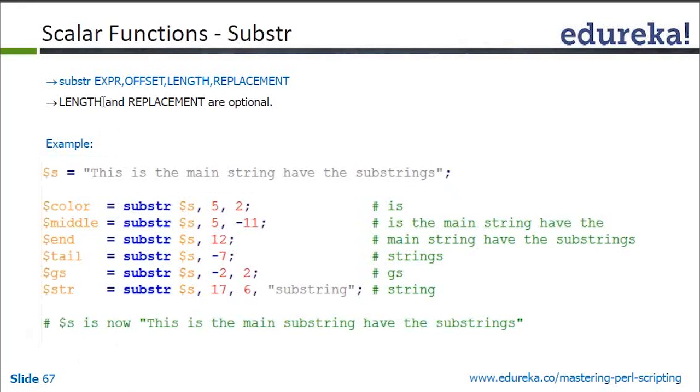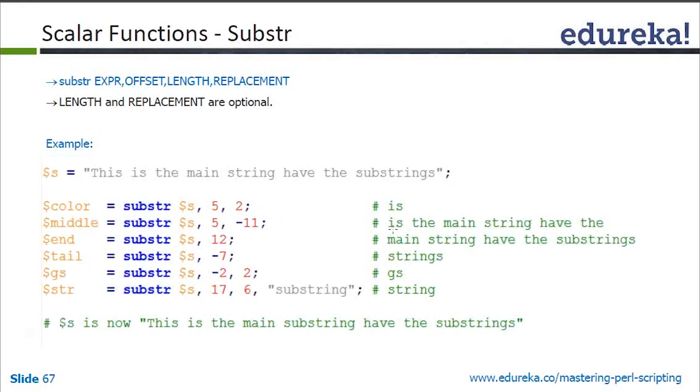So we are getting two, meaning one part of the string, that is IS, from the entire string, and it is stored in color. Similarly, you can also do middle is equal to substring S, 5 and -11. So you can see here that you are getting from 5 and -11. This is like substring with an offset and the length. So we have 11. You want to have 11 characters from the fifth.